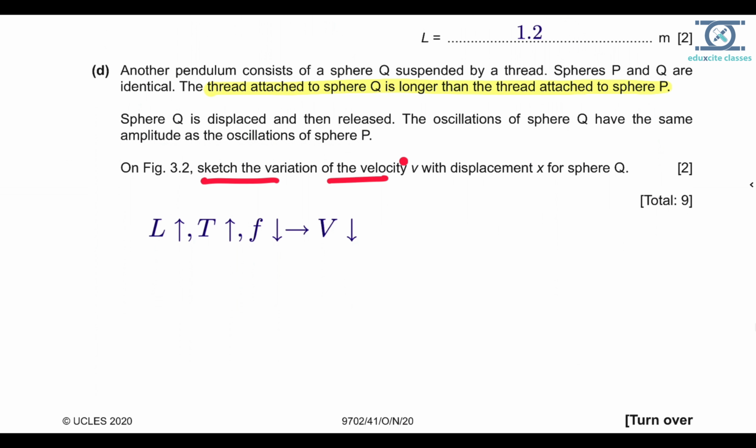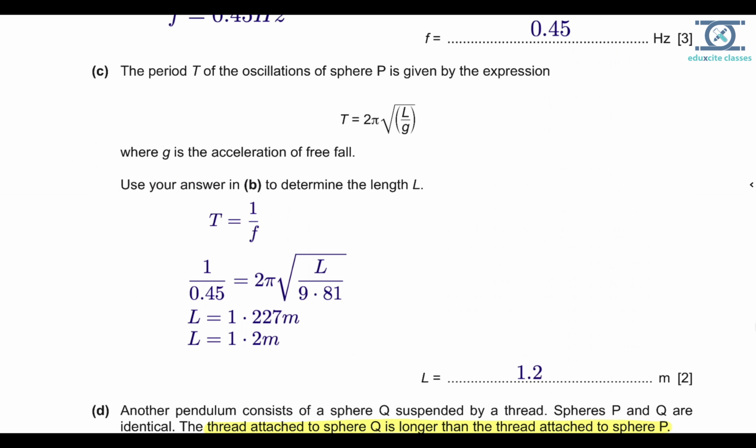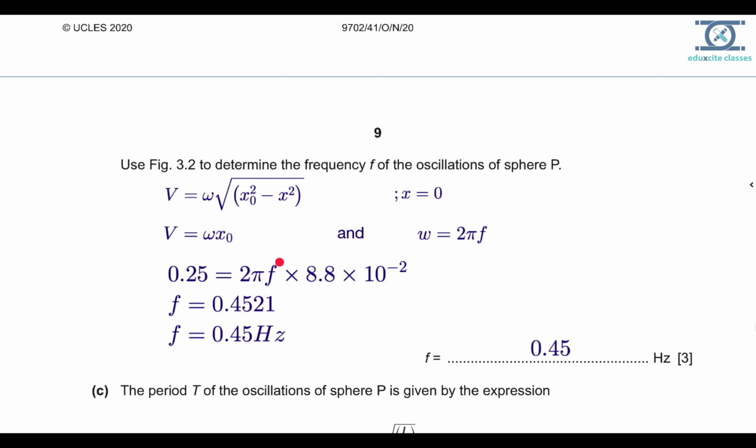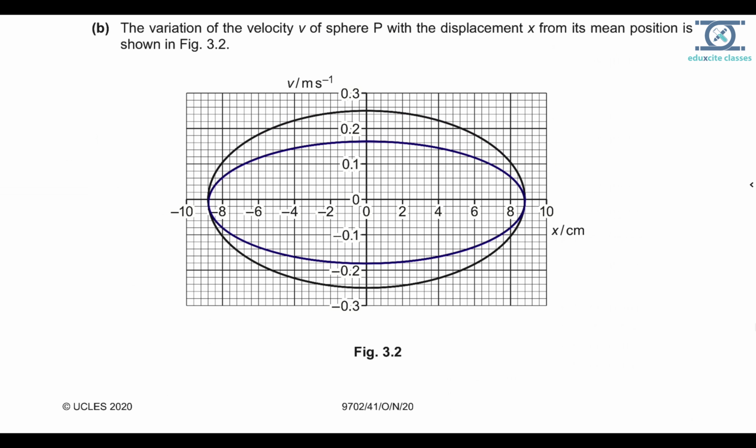Sketch the variation of the velocity with displacement x for sphere Q. So we are supposed to sketch the variation of the velocity with displacement x for sphere Q. As the length for the sphere Q increases, using this relation, the time period also increases. If the time period increases, the frequency decreases, and if the frequency decreases, then the velocity will also decrease. So the velocity will be lower than the one drawn in the question.